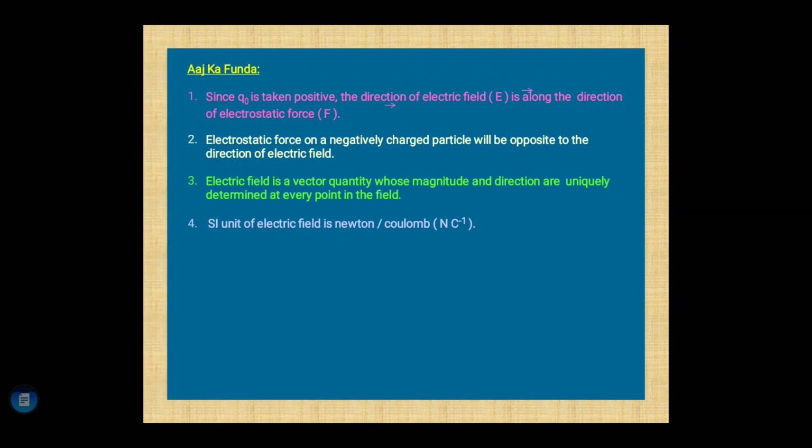So now, today's fundamentals. Since test charge q naught is taken positive, the direction of electric field is along the direction of electrostatic force. Electrostatic force on a negatively charged particle will be opposite to the direction of electric field. Third one: electric field is a vector quantity whose magnitude and direction are uniquely determined at every point in the field. Now, the SI unit of electric field is Newton per Coulomb.